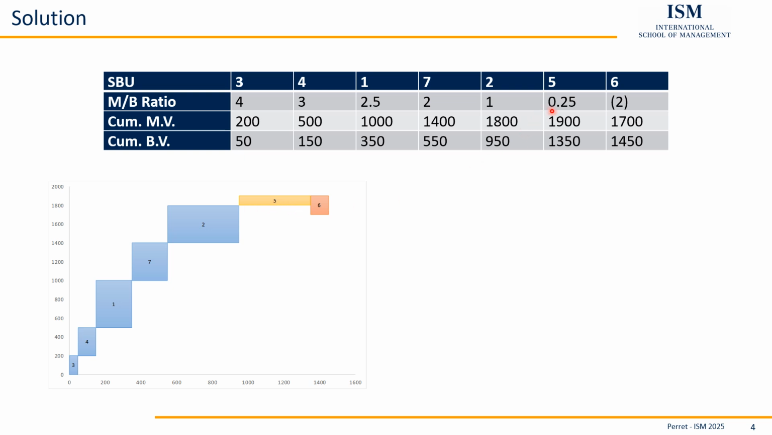With 5, I have a positive MB ratio, but the MB ratio is smaller than 1. So they are underperforming. So this is the first type of business unit which I should divest in, because they're underperforming. 6 also underperforms, but so badly that I have a negative MB ratio and due to a negative market value. That's why I'm going to divest in them for sure.